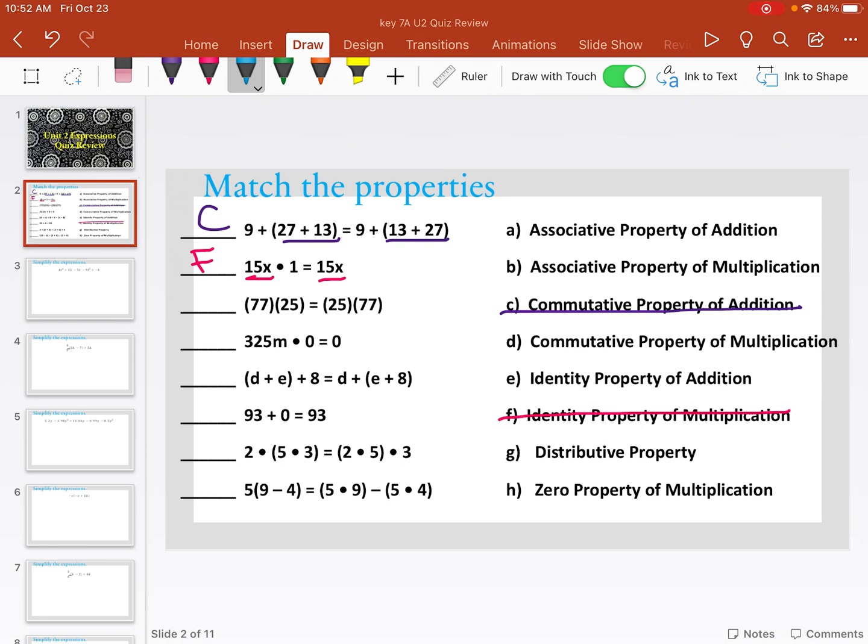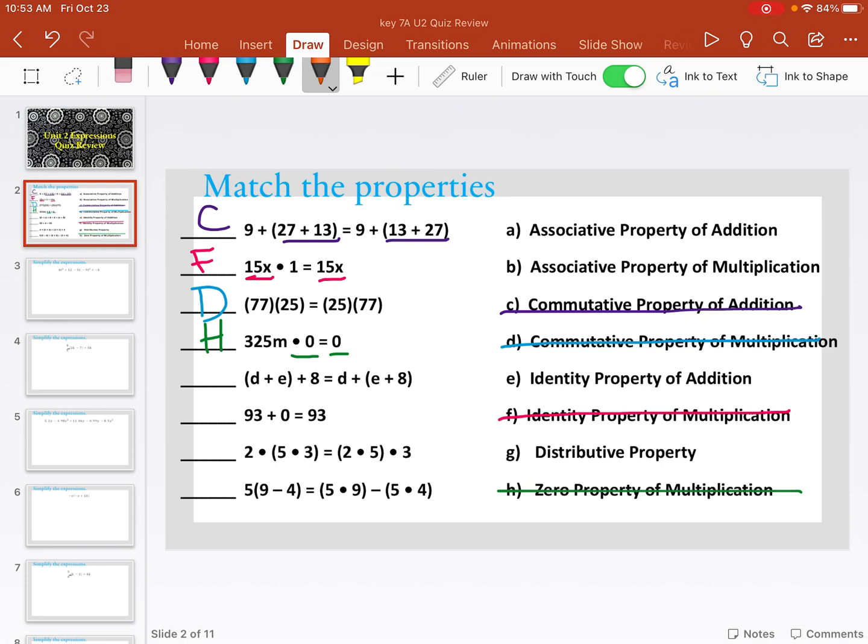Next, 77 times 25 equals 25 times 77. Again, the order changed. This time we're multiplying, so this is commutative property, changing the order, commutative, which is D. All right, 325m times 0 equals 0. When I multiply by 0, I get 0. This is your 0 property of multiplication, H. Remember, when you multiply by 0, you get a 0.